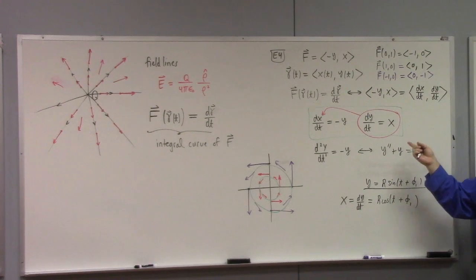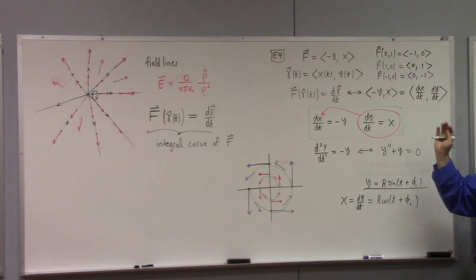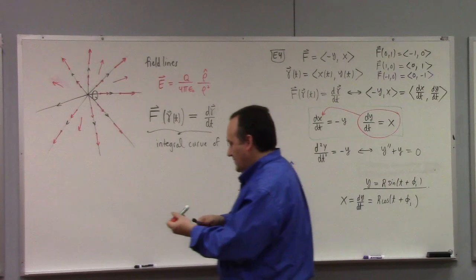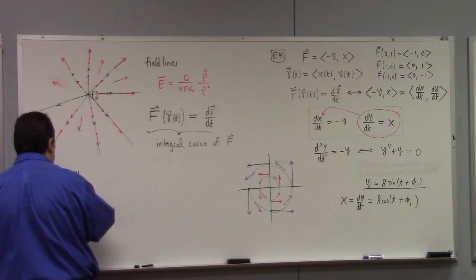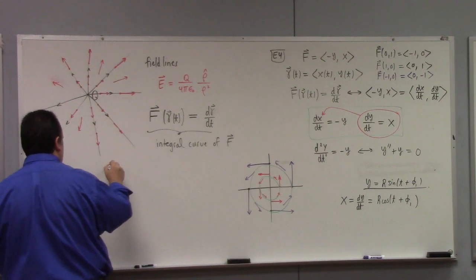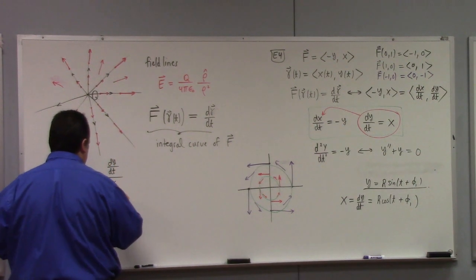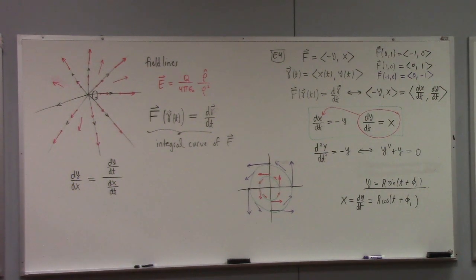Can we trade this for a differential equation in the sense of calculus 2? We can. Let me show you how. Check this out. So what should dy/dx be equal to? Shouldn't it be dy/dt over dx/dt? Because after all, what am I doing? I'm just dividing by dt, the top and bottom, yes? But what is dy/dt and dx/dt?